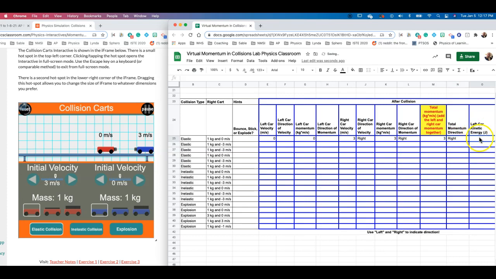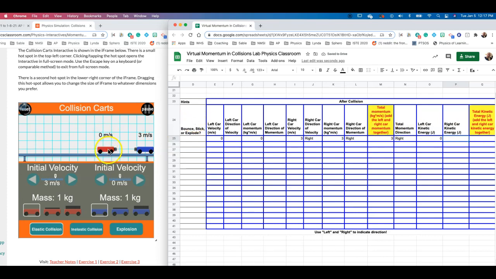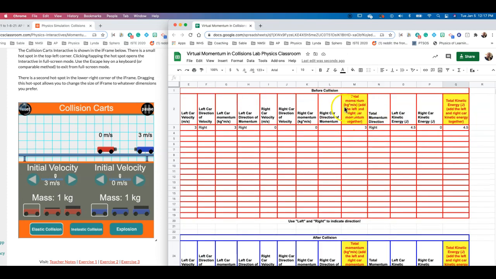The left car kinetic energy, so this is after the collision. And remember, this one's going to be 0 because it's not moving after the collision. But after the collision, the right car kinetic energy is going to be 1/2 of the mass. So a half times 1 is a half, times the velocity of that car squared. So 3 squared is 9 times a half is going to give me 4.5 again. So that's 4.5. And so now the total kinetic energy, add the left and right car, is going to be 4.5 joules. That is basically how you go through and do the math.